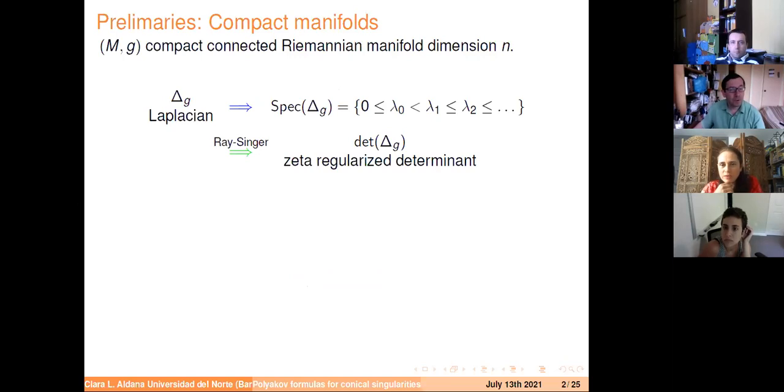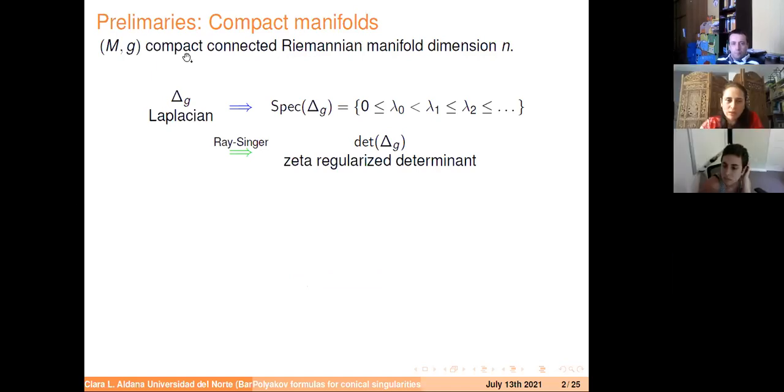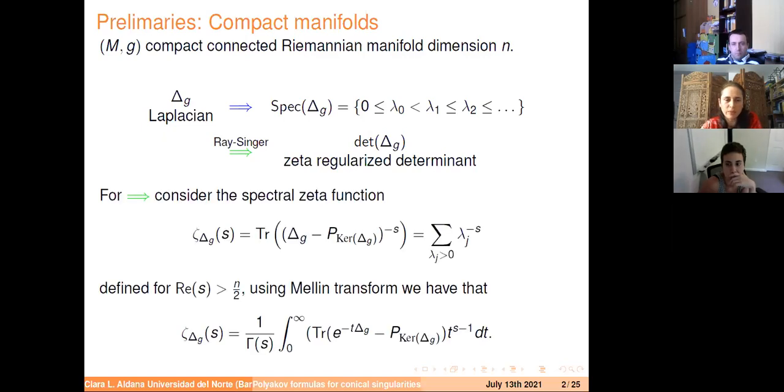Okay, so I will first start talking about the determinant on compact manifolds. One starts with a compact connected Riemannian manifold of dimension n. One has the Laplace operator associated to the metric, and then one has the spectrum of this Laplacian on functions. Ray and Singer defined the zeta regularized determinant of these Laplace operators. There are other ways of defining determinants, and we compare them, but we use only the zeta regularized determinant.